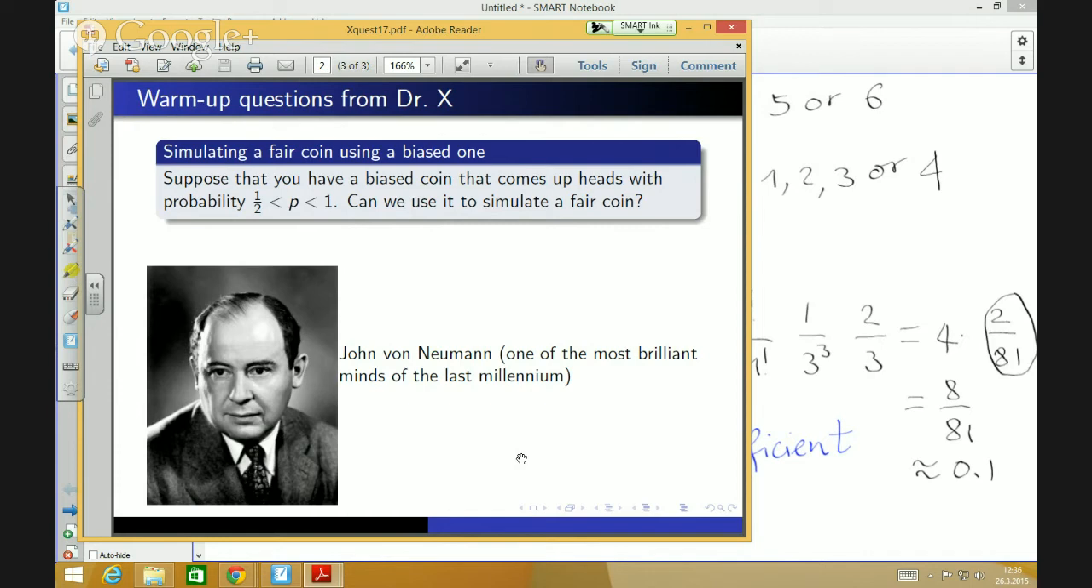He's one of the fathers of game theory, which Google uses all the time to place ads on our pages with great success and make loads of money out of it. That's why they can afford to sponsor the Turing Award with $1 million now. Okay, so let's get back to my question. How could you simulate a fair coin using the unfair one that I gave you?